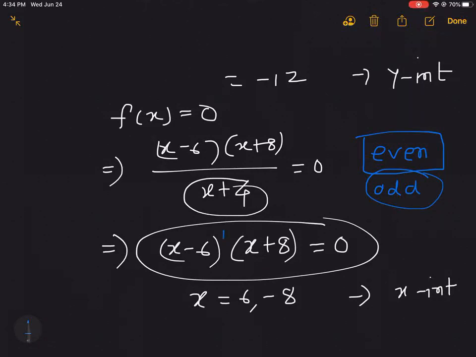So as you can see, we have multiplicity of 1. So definitely the graph will go past or cross the x-axis at x equals 6 and x equals negative 8. Does it make sense? Very good. Okay, let's try the next one.